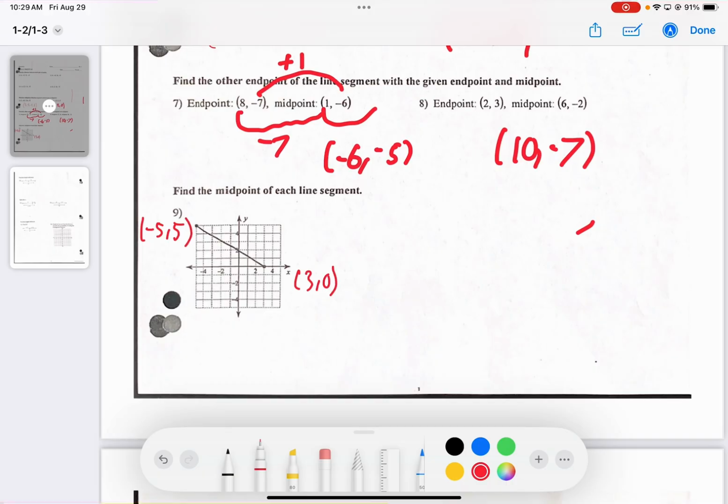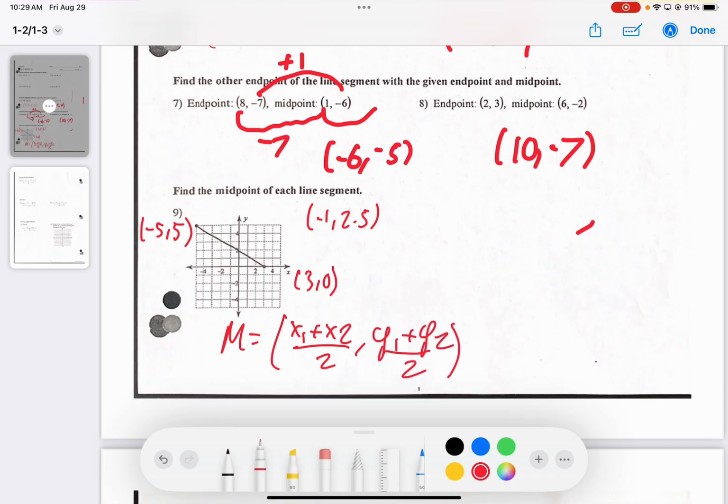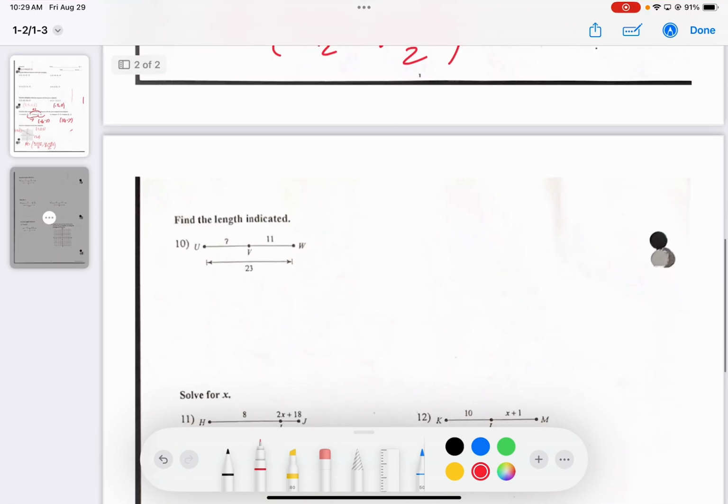And then between negative 5 and 3, what's your midpoint going to be between those? Good. Negative 1 and then 2.5. So best practice there, I would use the midpoint formula, which remember, x1 plus x2 divided by 2, and then y1 plus y2 divided by 2 would give you the coordinates of your midpoint. Okay? All right, very good.